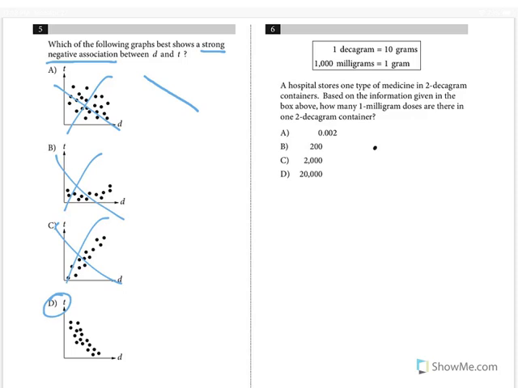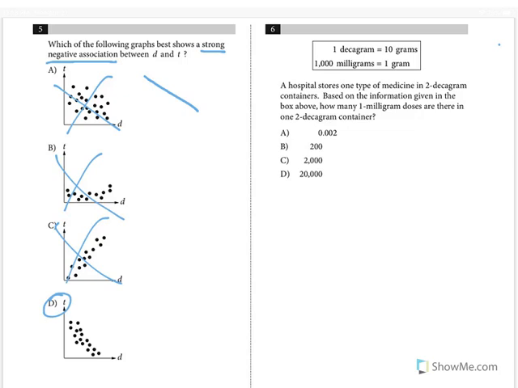downhill. A hospital stores one type of medicine in 2 decagram containers. Based on the information given in the box above, how many 1 milligram doses are there in 1 2-decagram container? So this one is all about unit analysis, dimensional analysis. So the first thing we need to do is go from decagrams to milligrams. So 1 decagram is 10 grams.